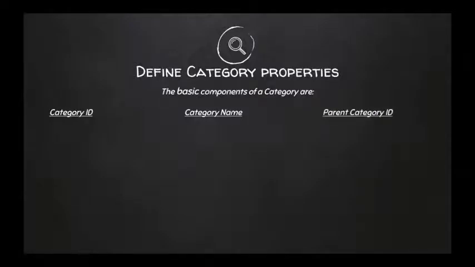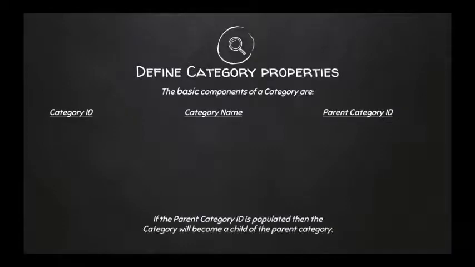And then if you are going to be dealing with subcategories, you're going to want to have what's called a parent category ID. Parent category ID essentially says, if you populate this with the category ID of another category, this category is now a child of that category. So, say for example, I have category ID 1, category name men's. I would leave parent category ID blank. That would put men's as the parent category.